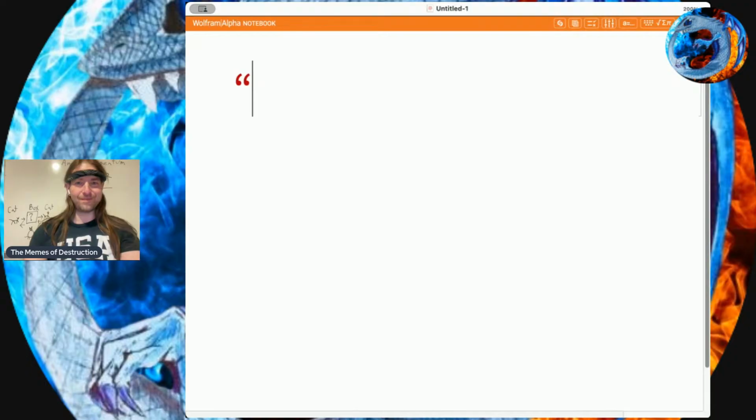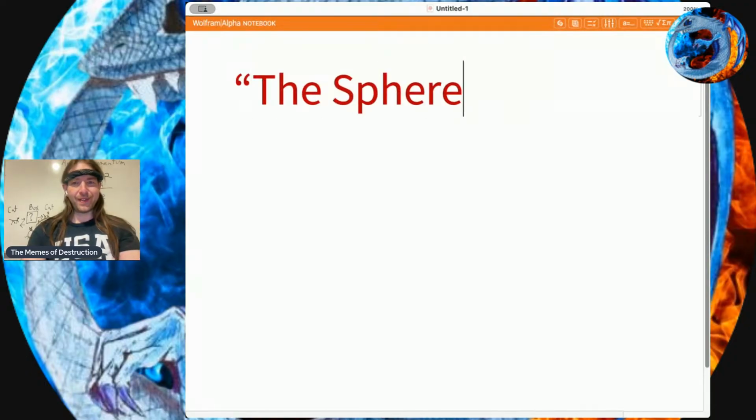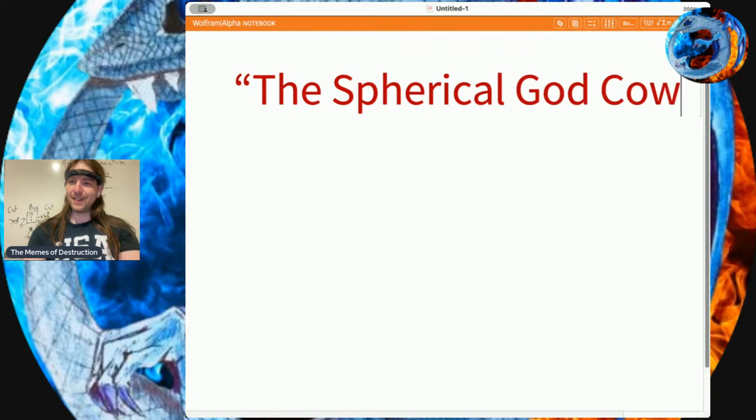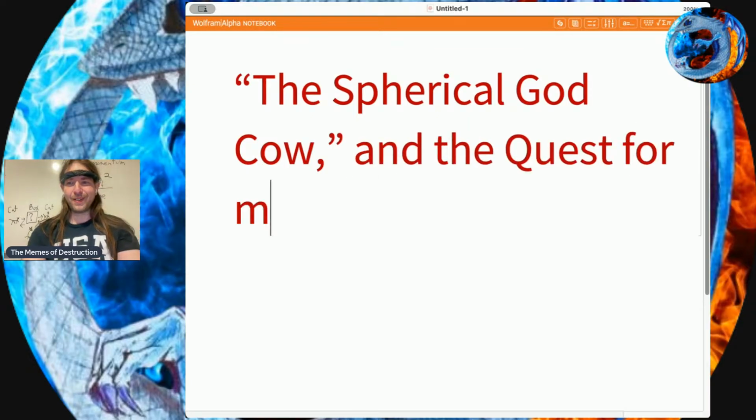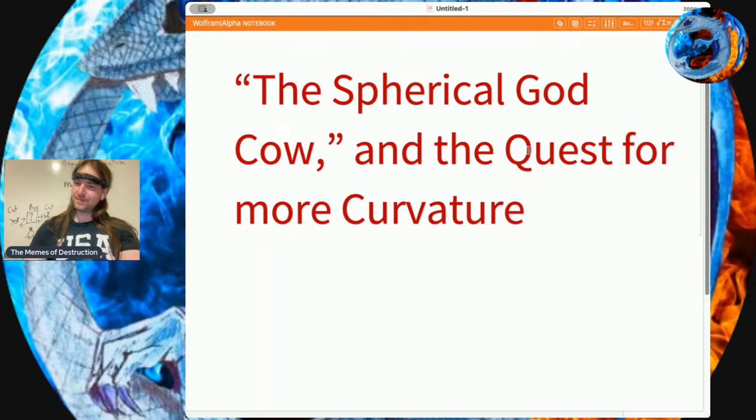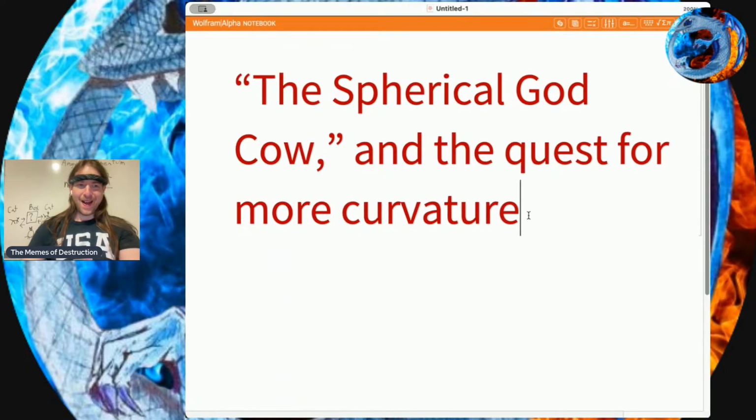Title: The spherical God cow, going to hell, and the quest for more curvature. Let's, well, that's a quote. I'm attempting to follow the general scientific curricula and layout. Basically, only the first word is titled, and if you have a name or something. All right. Spherical God cow and the quest for more curvature.